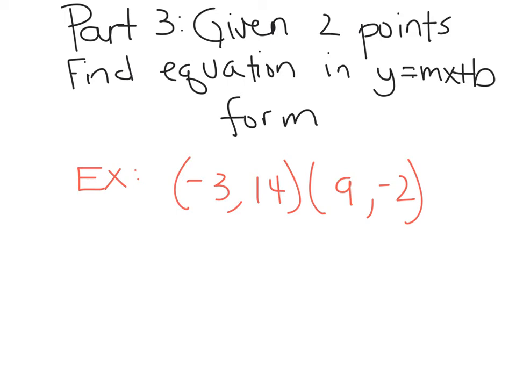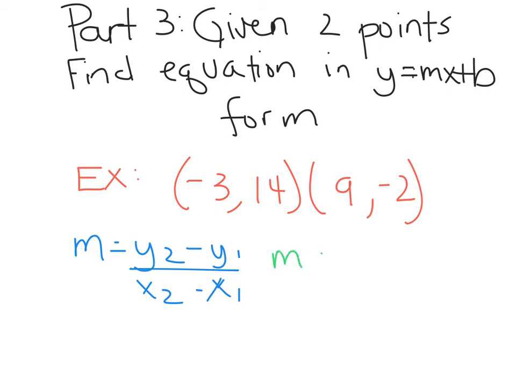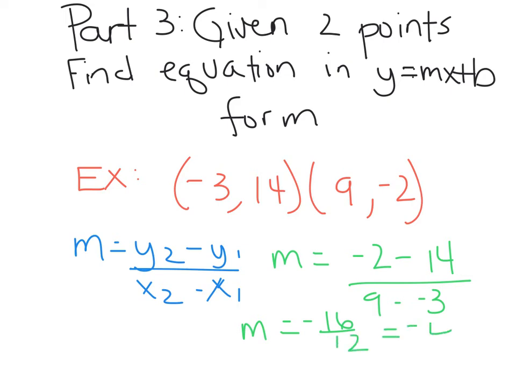Okay? So the first thing you have to do on part 3 type problems is actually find the slope of the line. So we're going to use our slope formula, y sub 2 minus y sub 1 over x sub 2 minus x sub 1. When I plug in my numbers, I have m equals negative 2 minus 14 over 9 minus negative 3. So I know the slope of my line is going to be negative 16 over 12, which I want to reduce to negative 4/3. So I know m, but I don't know what b is.